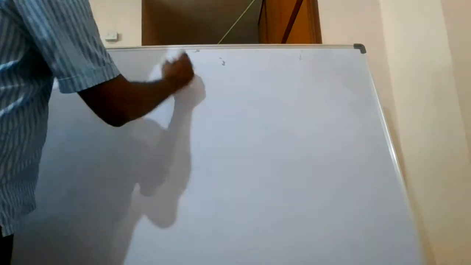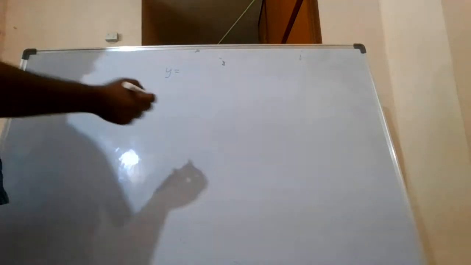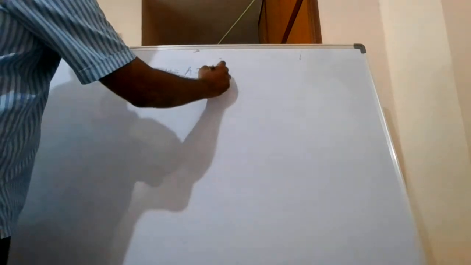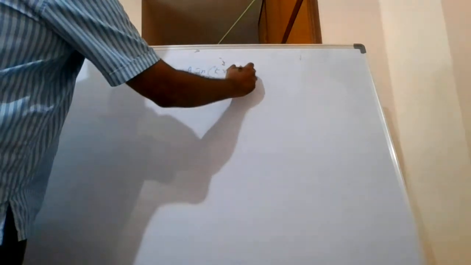So let us further our discussion. In the last class, we were discussing waves, and we were talking about the progressive wave equation. The equation that we are going to learn today, which is there in your syllabus, is y = sin(kx - ωt + φ). This is an equation of the progressive wave which you are going to study.